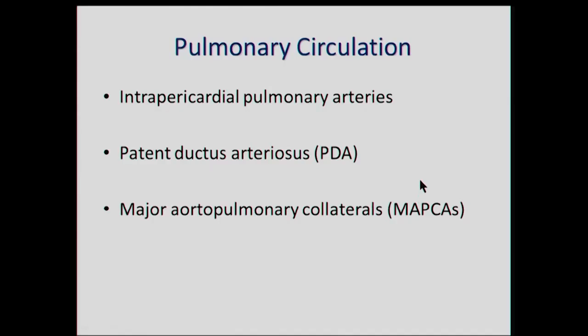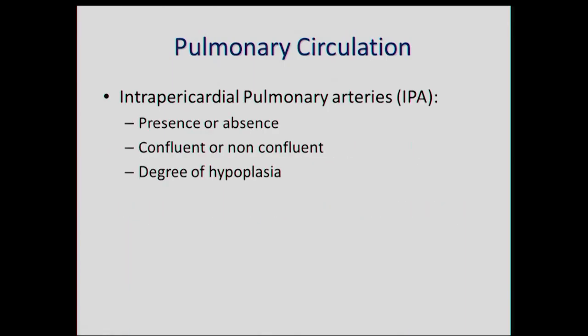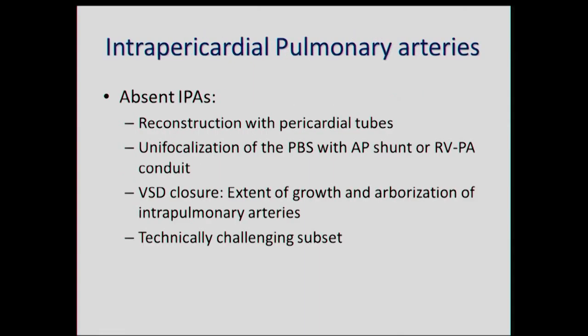Talking about pulmonary circulation, I think it can be broadly classified into three groups. One is the intrapericardial pulmonary arteries, then patent ductus arteriosus, and major aortopulmonary collaterals. As far as intrapericardial pulmonary arteries are concerned, we need to discuss three issues: whether they are present or absent, whether they are confluent or non-confluent, and the degree of hypoplasia. Because each of these issues have a direct impact on the management strategy.